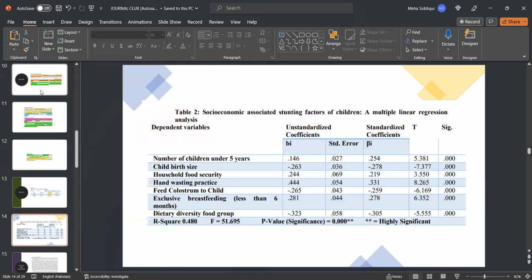And this is the table showing the socioeconomic factors associated with stunting, which were calculated by multiple linear regression. It was found that the number of children under 5 years, child birth size, household food security, hand washing practice, feeding colostrum to the child, exclusive breastfeeding, dietary diversity, and food groups were all found to be significantly associated with stunting.